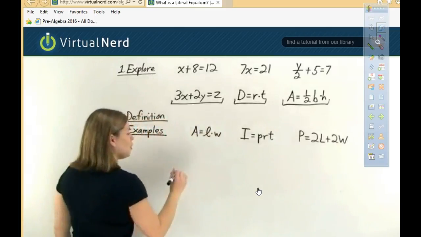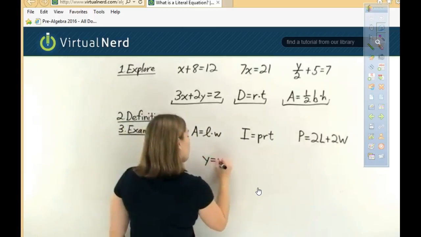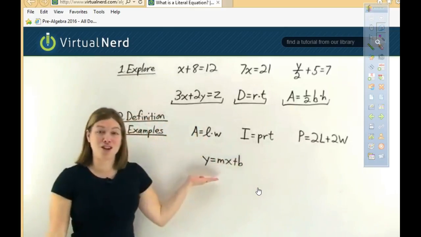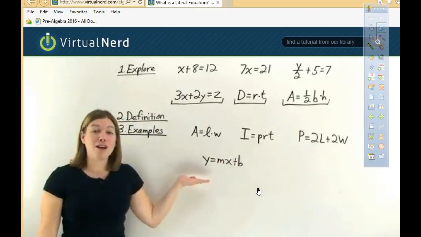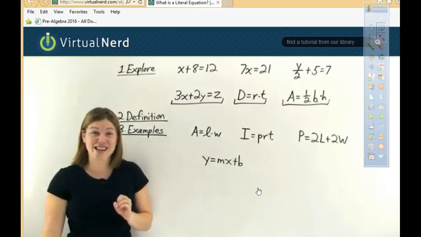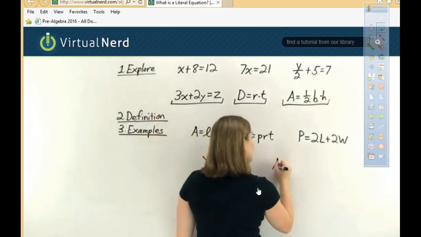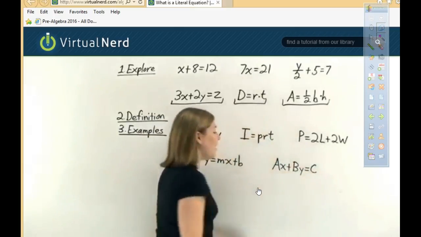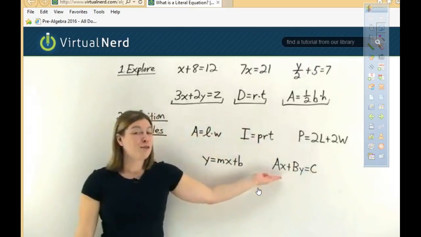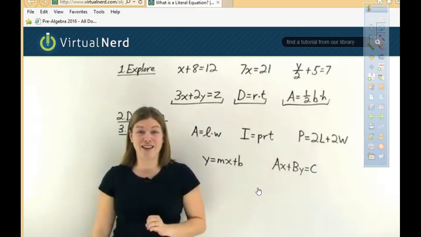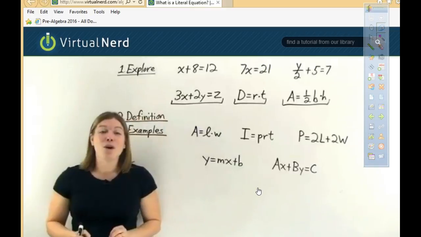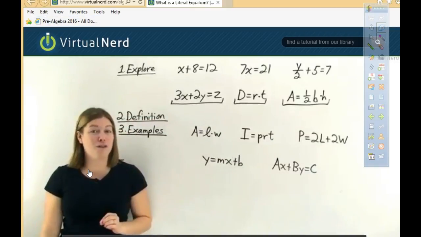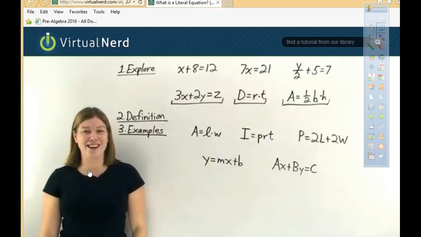Now, we can also have literal equations that look like this. Y equals mx plus b. This is a literal equation. It's actually the slope-intercept form for a line. Neat. Or we can also have one like this. Ax plus By equals C. Another literal equation. This one is the standard form for a line. So now we know more about literal equations. If you have an equation that has more than one variable, you are looking at a literal equation.